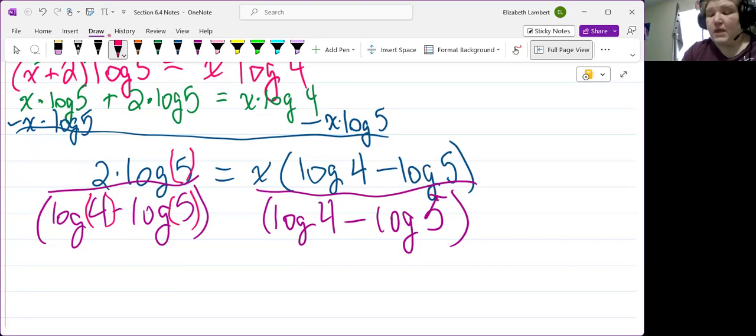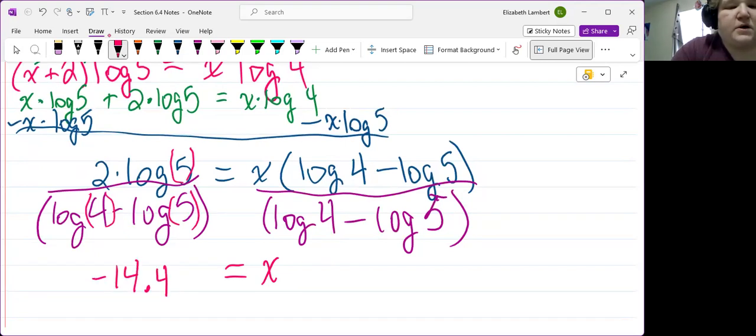All right, now we're actually going to crunch that bad boy. So 2 times regular log of 5, close parentheses, divided by open parentheses, log of 4, close, minus log of 5, close and close. So we have x is negative 14.42513, blah, blah, blah.